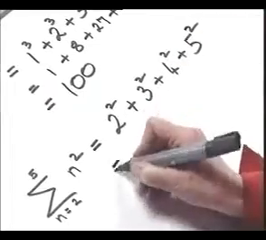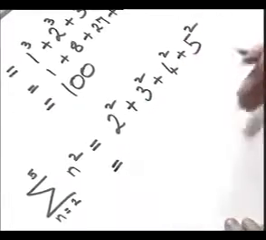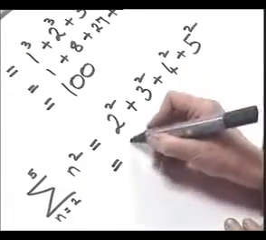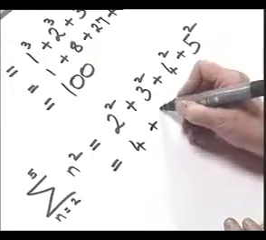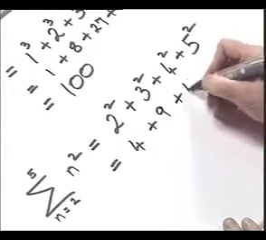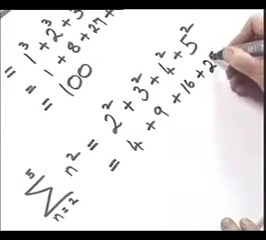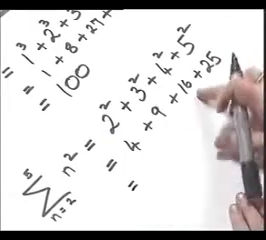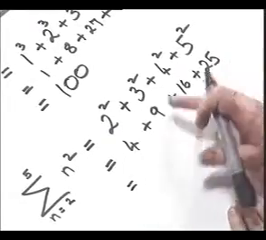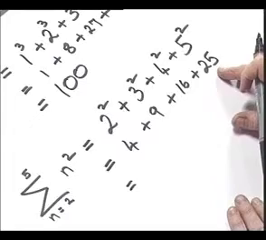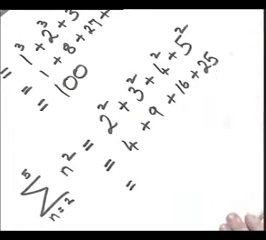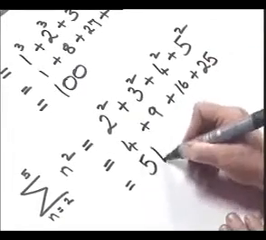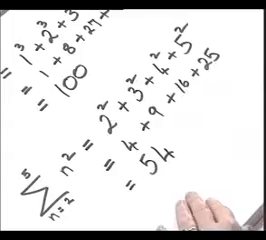And all we have to do now is square these out and add them together. 2 squared is 4, 3 squared is 9, 4 squared is 16, and 5 squared is 25. And we can add these very simply. 4 and 16 is 20. 9 and 25 is 34. 20 and 34 is 54. What could be simpler?